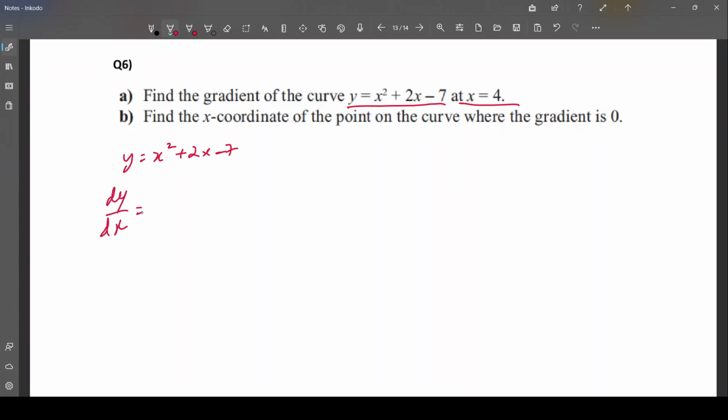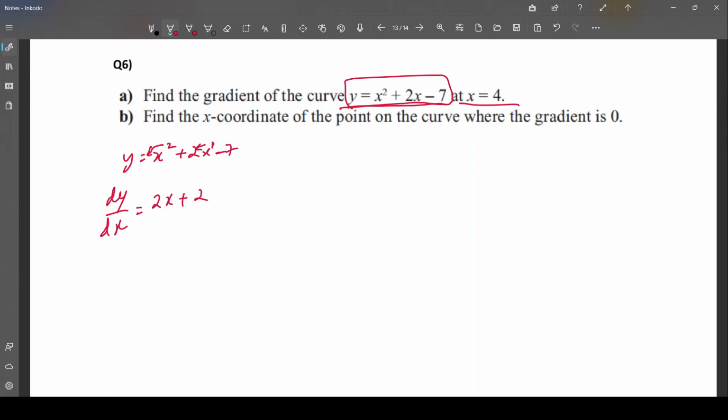If I differentiate this one, I'll get 2x plus 2, because as I have taught you before, this 2 comes in, multiplied with 1, and the power gets subtracted by 1. Here only 2 is left, because this 1 gets multiplied with 2, and the power gets subtracted by 1, so 1 minus 1 is 0, so x to the power 0 gives 1. So we got the differentiation as 2x plus 2. We have done the differentiation of this one.